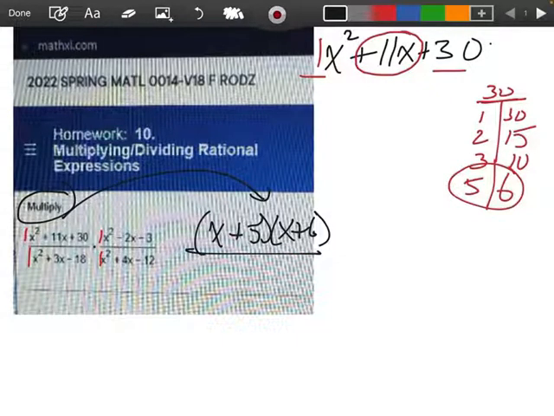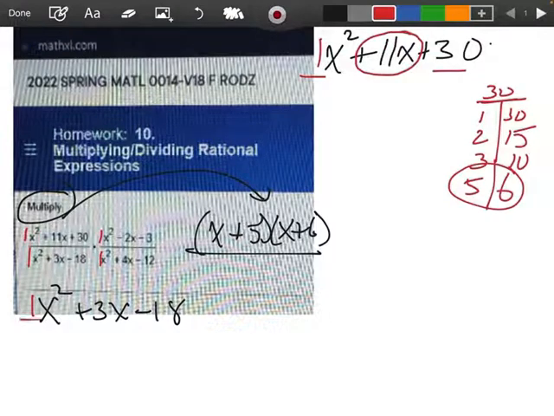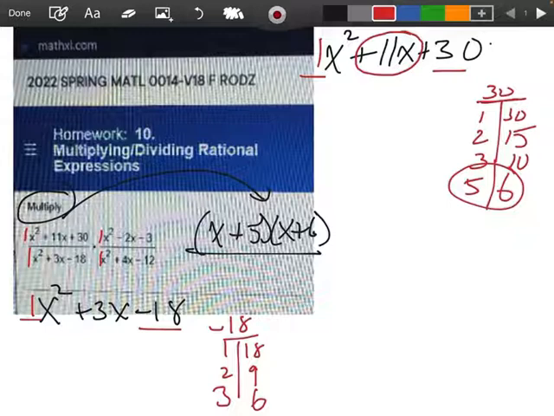Let's do the same thing for the bottom one. So x squared plus 3x minus 18. I'm going to do the same thing. So 1 times, in this case, negative 18 is a negative 18, and I'm going to make my list. So 1 and 18, 2 and 9, 3 and 6. But now, if you notice, I need them to multiply to a negative 18. So one of those numbers in those pairs is going to have to be negative. And I want them to add up to, in this case, a positive 3.